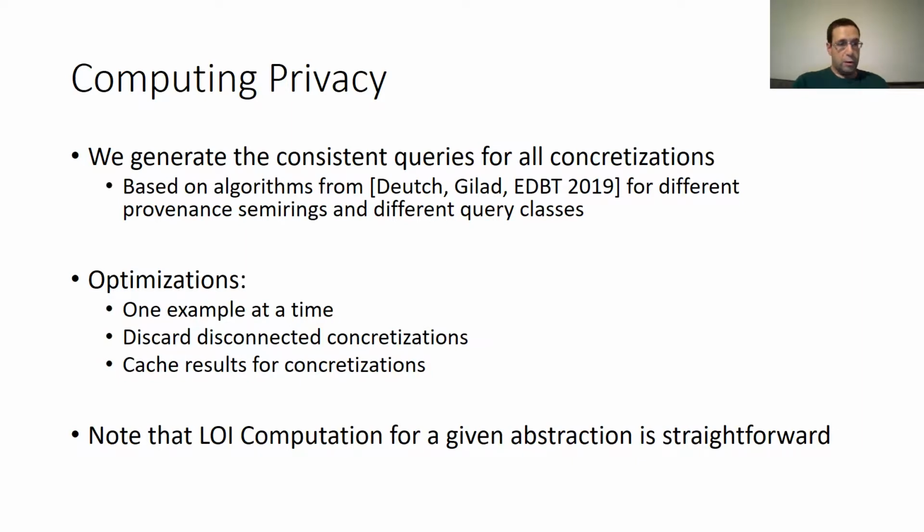This is still quite costly to do, especially if we're considering that there are maybe many concretizations to consider. So we optimize this process by looking at one example at a time, discard concretizations that are not interesting, namely they are disconnected, and by caching results for concretizations, bearing in mind that different abstractions may yield the same concretization.